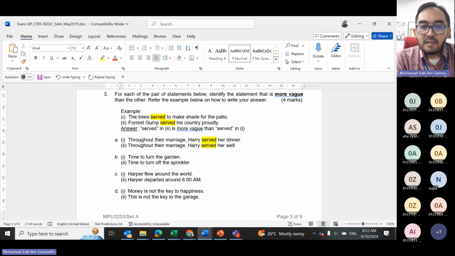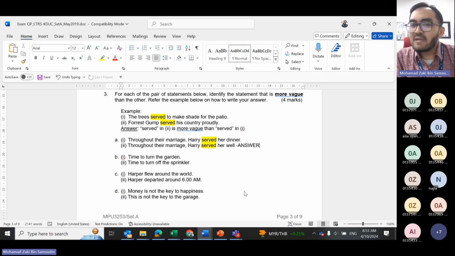Macam mana? Sebab apa? Sepanjang perkahwinan, Harry serve her dinner, itu perkara yang bukan nak kata dia jelas sangat, tapi itu jelas merujuk kepada dinner, maknanya dia masak makan malam tu. Tapi bila kita cakap Harry serve her well, what do you mean by that? Serve her well, in what way? Serve her dinner itu adalah penjelasan sikit. So serve her well, penjelasan tu macam tak ada langsung. So kita tak pastilah exactly serve tu macam mana.